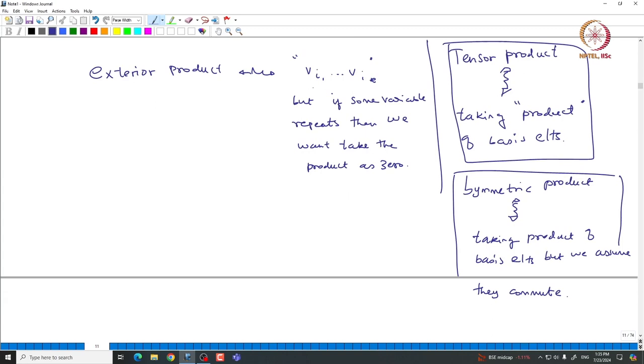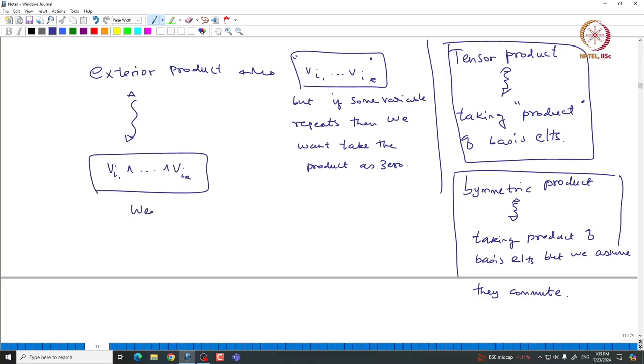Of course, all these products are different, so we can use different notations. For the tensor product, we write Vi1 tensor through Vik. For the symmetric product, we can simply write Vi1 times through Vik. For the exterior product, we use Vi1 wedge through wedge Vik. Sometimes this is also called the wedge product.